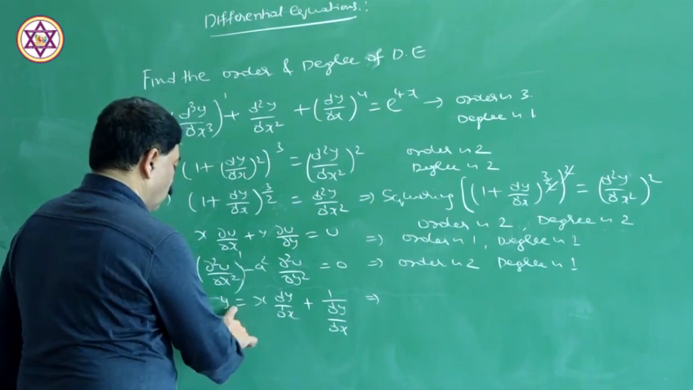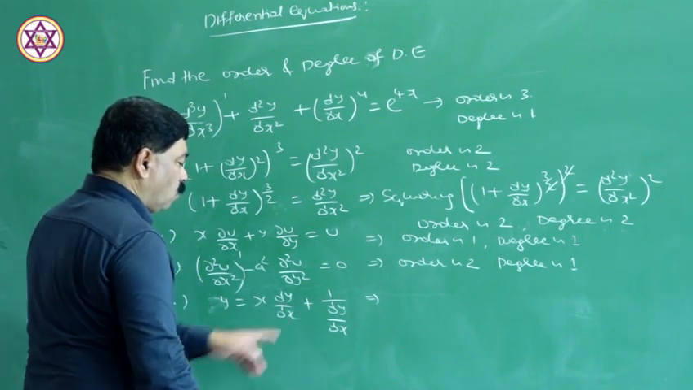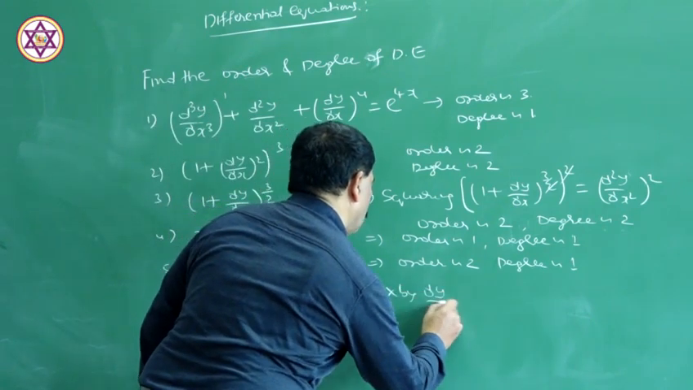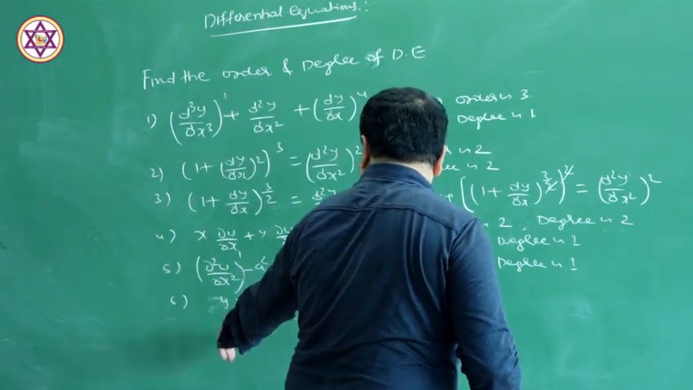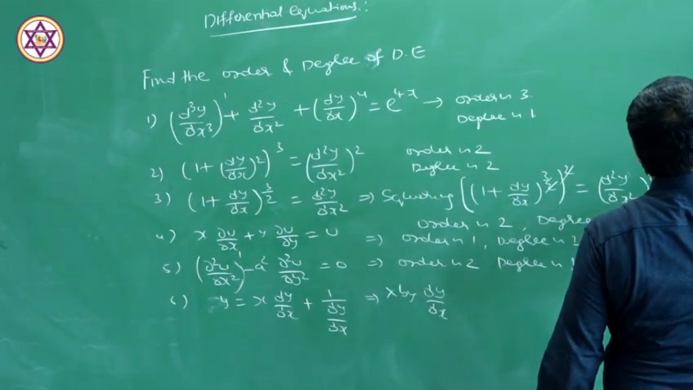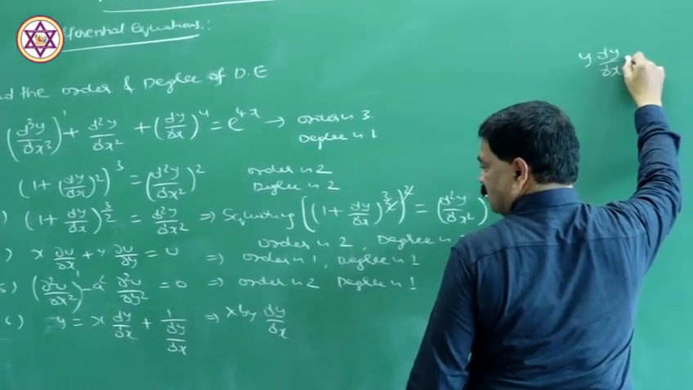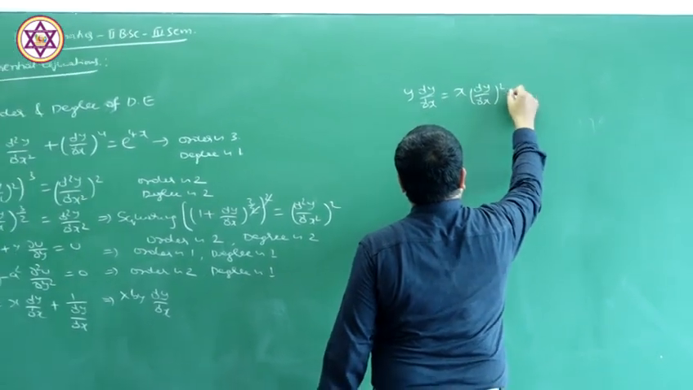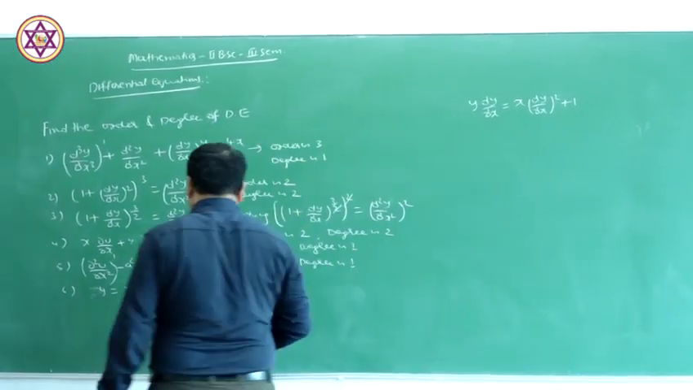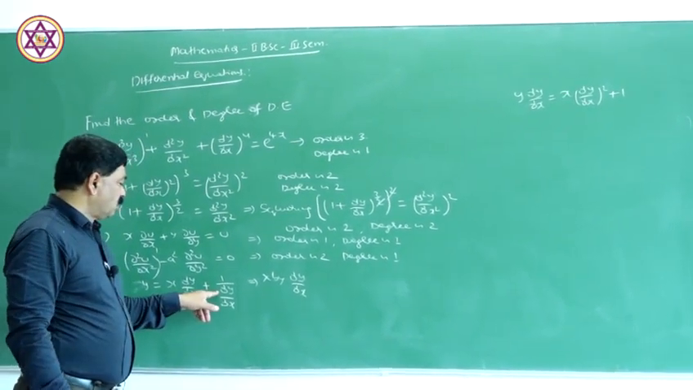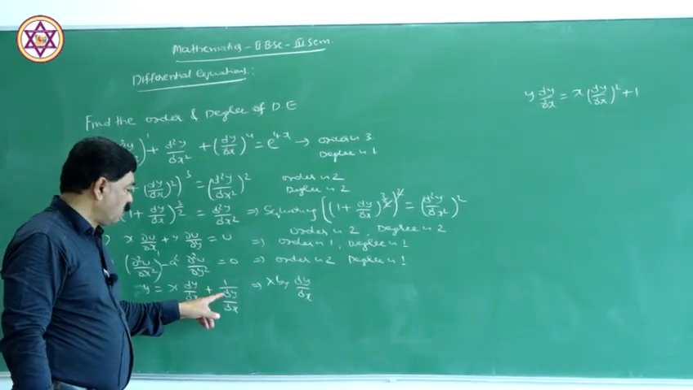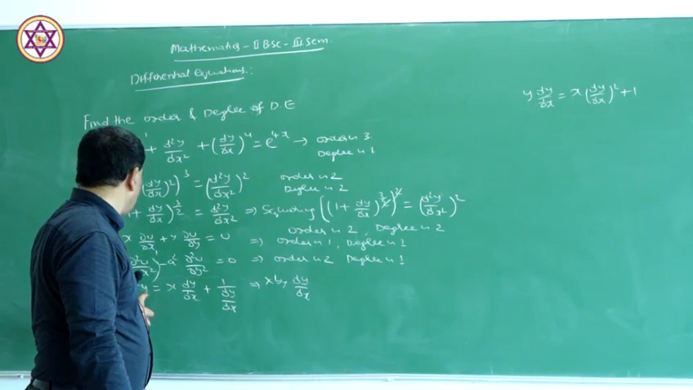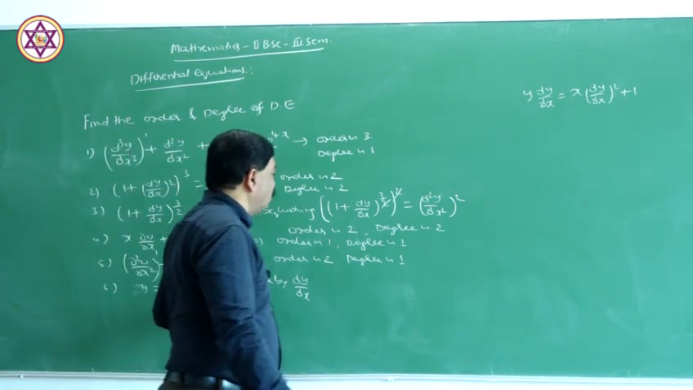So here, 1/y = x dy/dx + 1/(dy/dx), multiplied by dy/dx. If you multiply by dy/dx, we get y dy/dx = x (dy/dx)² + 1. Because there is a dy/dx term in the denominator, we have to eliminate it, so we multiply by dy/dx and get y dy/dx = x (dy/dx)² + 1.